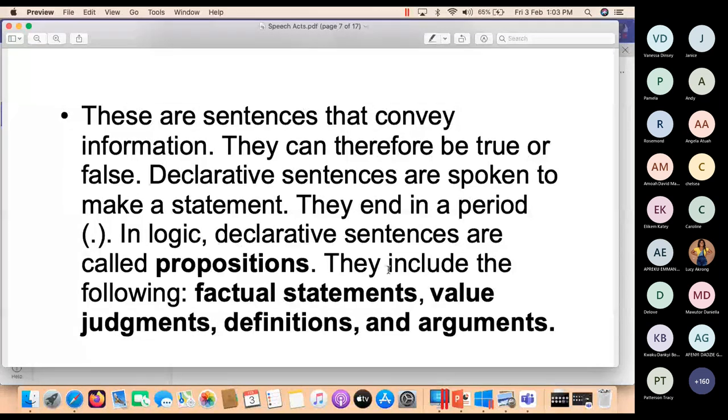in contrast to interrogatives and imperatives, declaratives are not uttered to seek information from you, like interrogatives, and they are not uttered to get you to do something, like imperatives. Now, declaratives are uttered to provide information. That's why they are called declaratives. They come from the word declare.